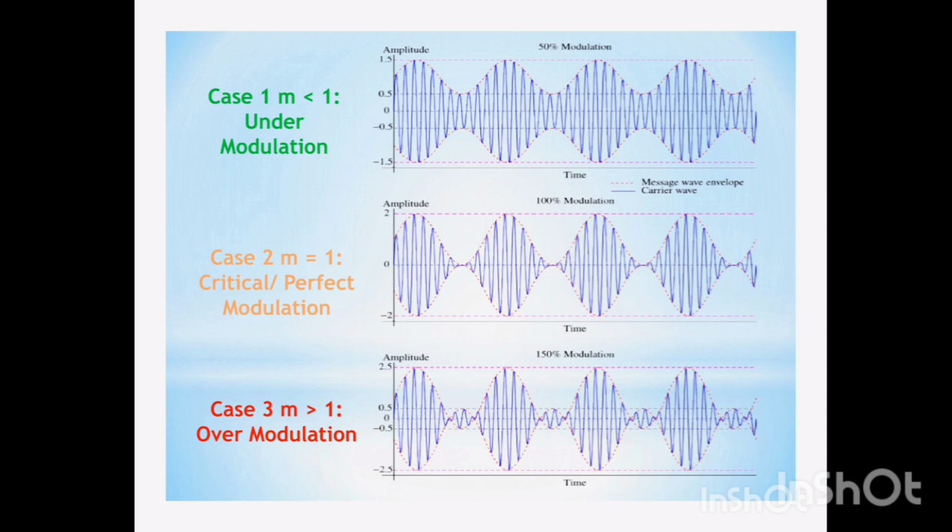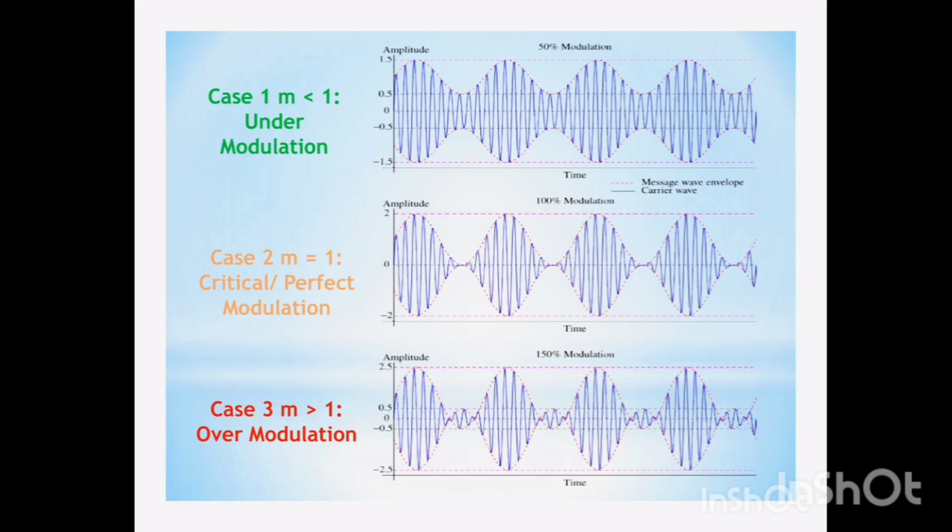Case 1 indicates modulation index M is less than 1, which is called under modulation. In the diagram it is shown as a 50% modulation AM wave, and in this type we can see that no information will be lost, as the amplitude of the carrier signal is greater than the amplitude of the modulating signal.